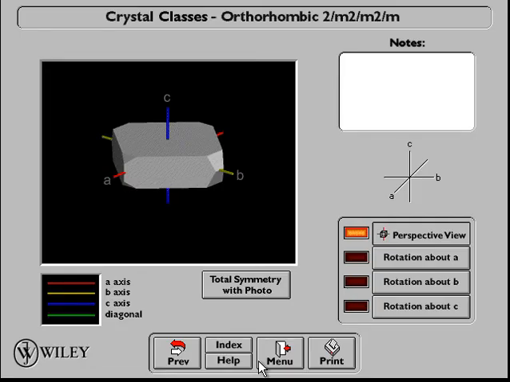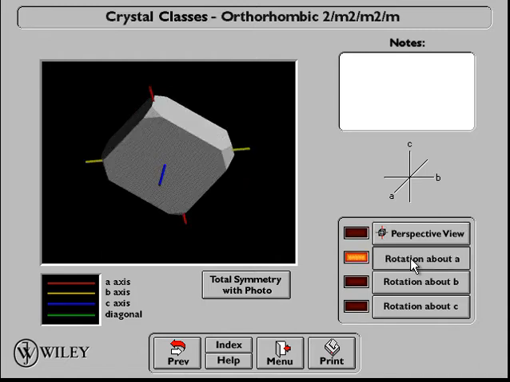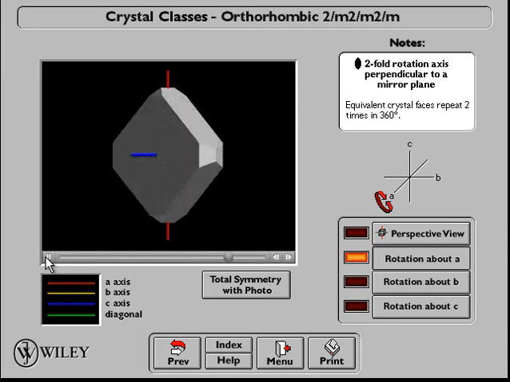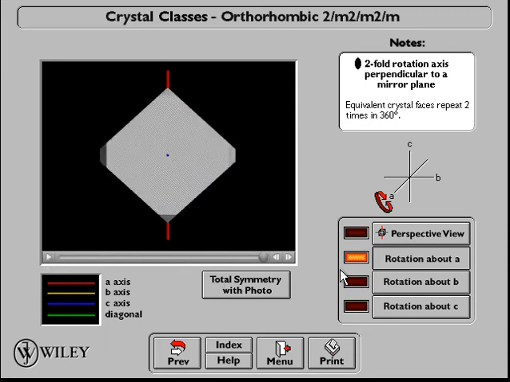Click the screen to return. So now we have this nice crystal, the 2/m 2/m 2/m, and we rotate it about a. That is now the a-axis, the red one here. So equivalent crystal faces repeat 2 times in 360 degrees. So 2 times. Then we are making a rotation about c.